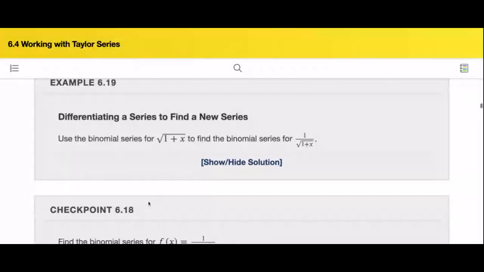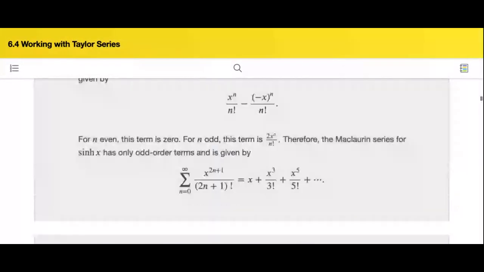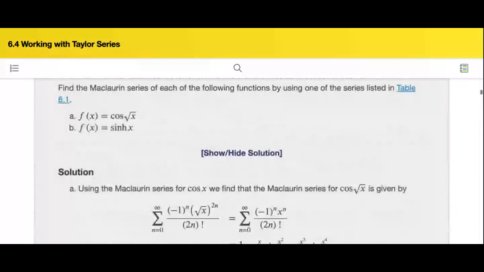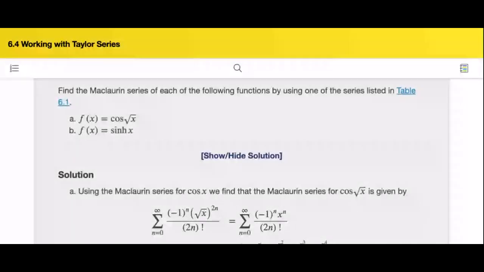So does anyone have any questions? Because we had a long break, if it's confusing, go back, starting from 6.1, to review a little bit. And I will assign you some homework to practice how to use Taylor series and also Maclaurin series.